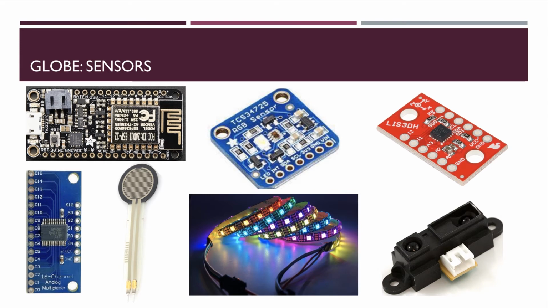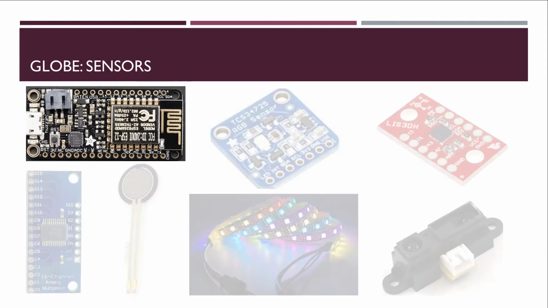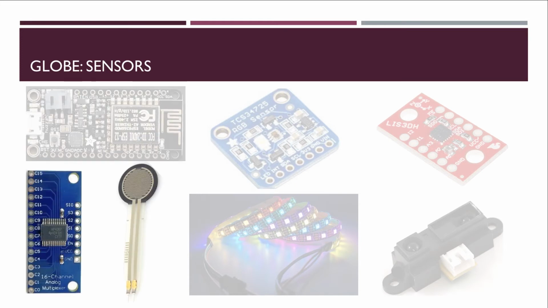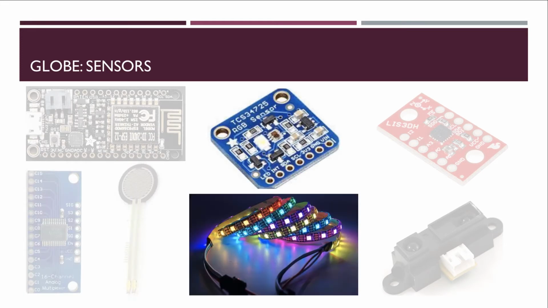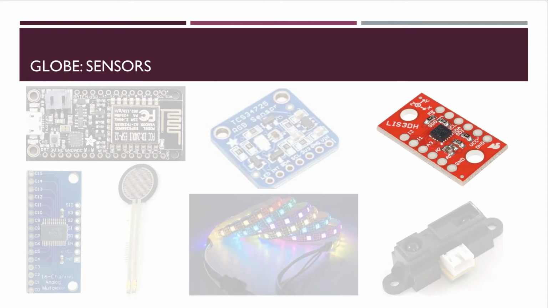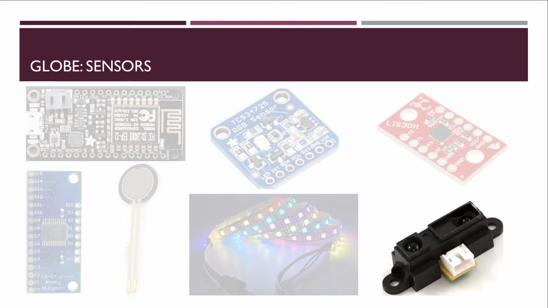So out of all of my ideas, I chose the ball, which later develops into the globe. And I decided to use the Huzzah Feather with ESP8266 for the microcontroller, and it's multiplexed, so there are 16 FSRs, the TCS34725 RGB color sensor and color-changing LEDs, an LIS3DH accelerometer, and a Sharp IR, or infrared, sensor.